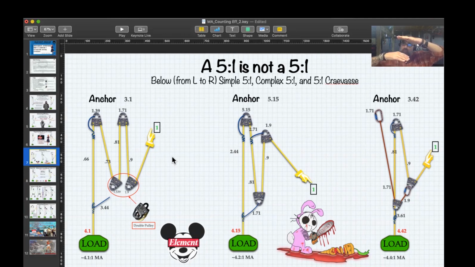So as we do that, the more efficient we can make our system, the closer that number is going to get there. So when we look and compare these two, we notice, okay, this one's equal to about a 4.2 to 1 on a complex. Our simple is about a 4.1. Why would the complex be more efficient than our simple?